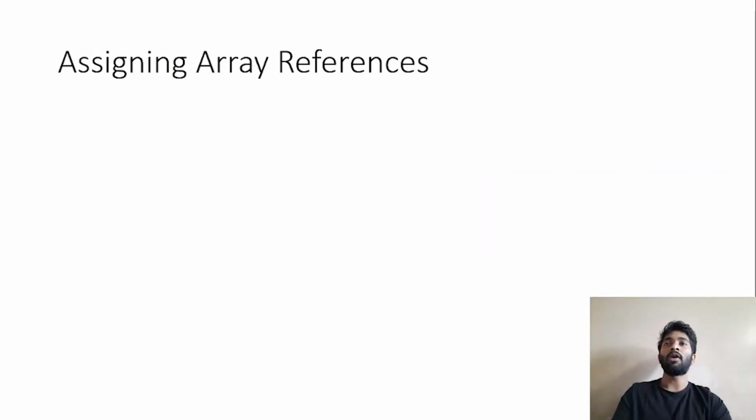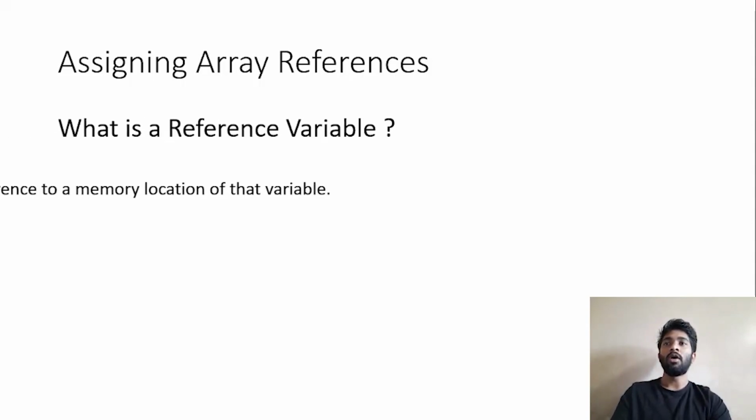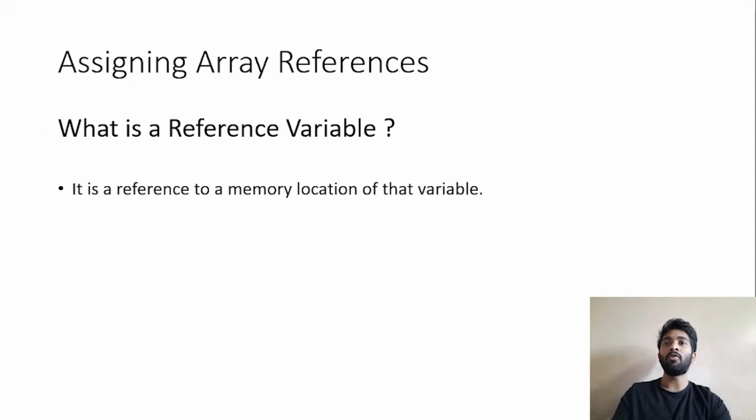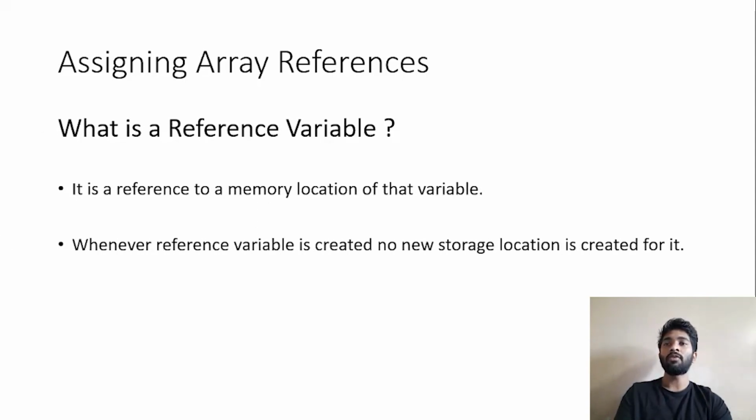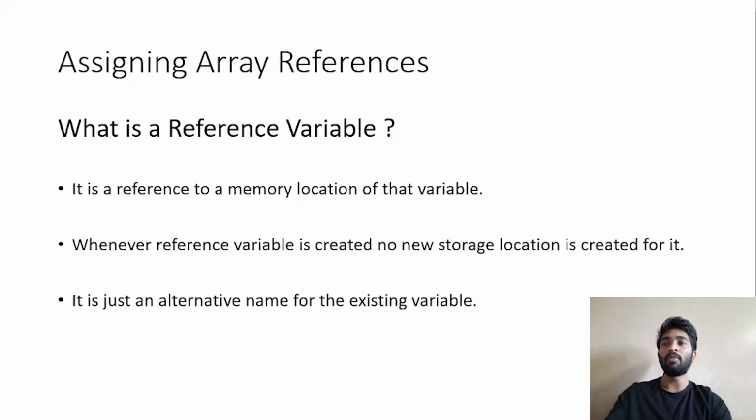Before starting off with assigning array references, we must know what a reference variable is. It is a variable which refers to the memory location of an existing variable instead of its value. Now, whenever such variables are created, no new memory location is created for them. Instead, they just act as an alternative name for an existing variable.